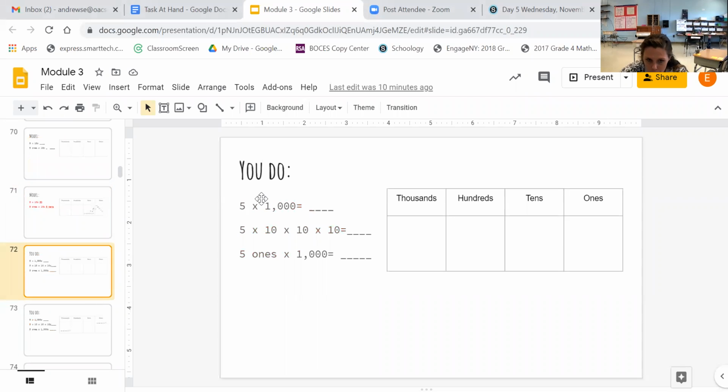Let's have you try this one. I'll help you out a little bit at the beginning. So we're multiplying by 5. So our first step is we're going to draw 1, 2, 3, 4, 5. And I'm multiplying by 1,000. 1,000 is really 10 times 10 times 10. 10 times 10 is 100. 100 times 10 is 1,000. So if I'm multiplying by 1,000, that means I'm moving 1, 2, 3 place values to the left. So let's go and let's move them. 1, 2, 3.